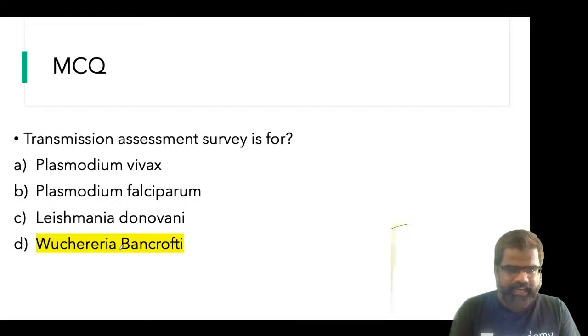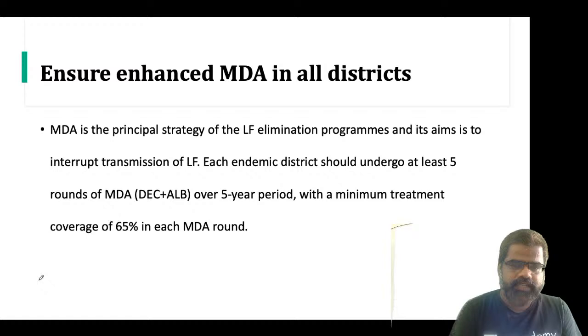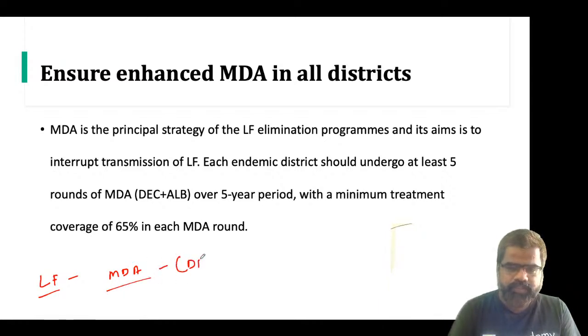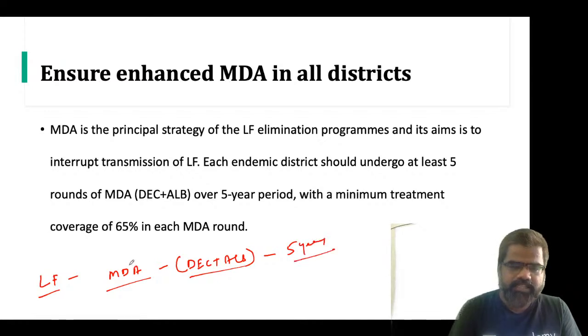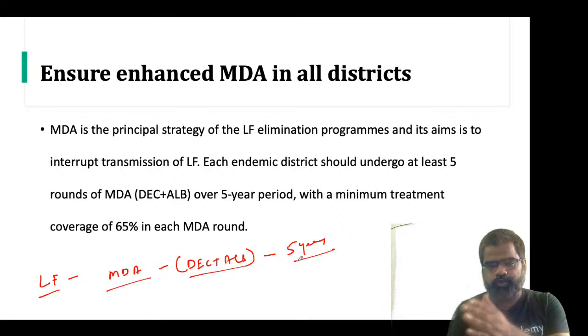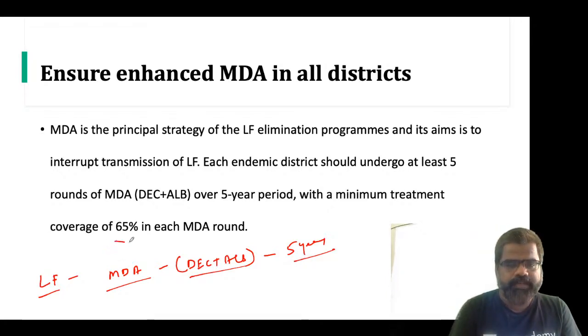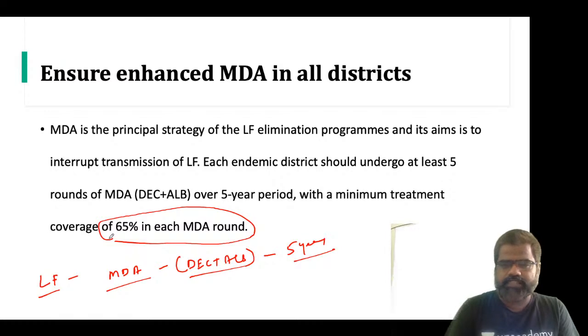I'll tell you what TAS is. Please remember this, students. In lymphatic filariasis, we give mass drug administration, MDA. We are using two drugs now, DEC plus albendazole. Recently, a 3-drug regimen is also used, where we add ivermectin. But in the majority of places we use DEC and albendazole for 5 years. Please remember, mass drug administration is done for 5 years, and the coverage should be greater than 65%. It should not be less than 65%.